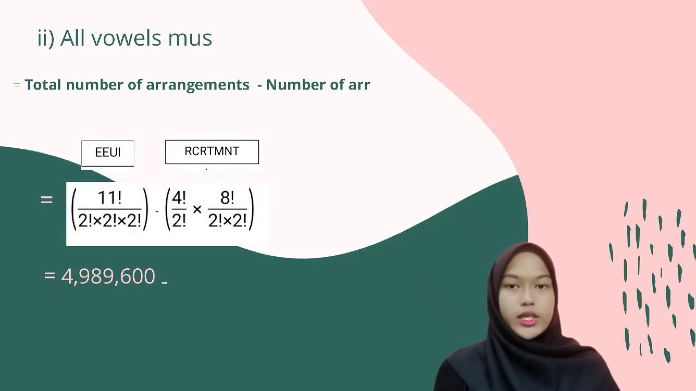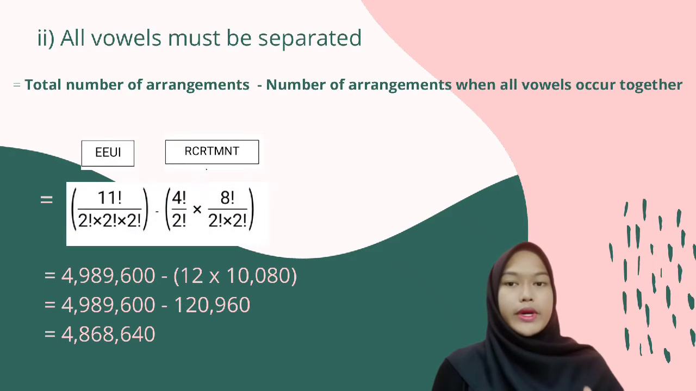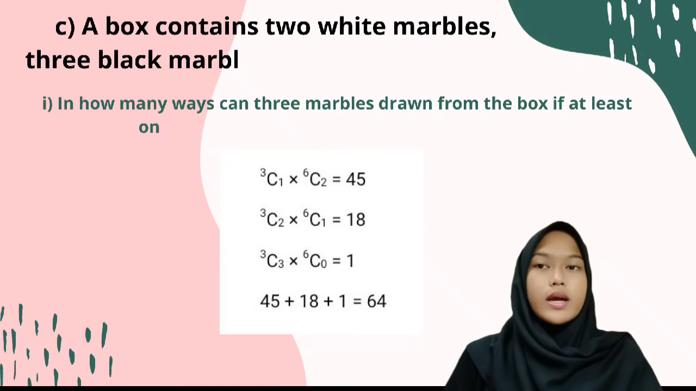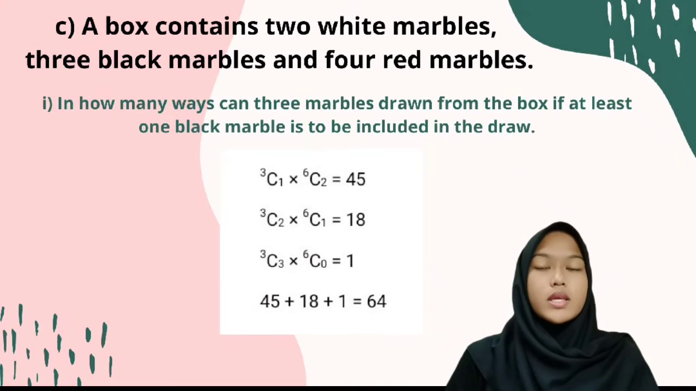This question has a condition: all vowels must be separated. The number of arrangements when all vowels occur together must be subtracted from the total number of arrangements. The total number of arrangements is 11 factorial divided by 2 factorial times 2 factorial times 2 factorial. The number of arrangements when all vowels occur together is 4 factorial divided by 2 factorial, times 8 factorial divided by 2 factorial times 2 factorial. Do the calculations one by one, and the final answer we get is 4,868,640.